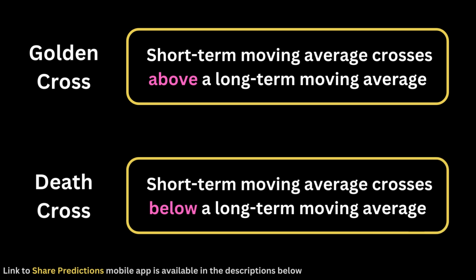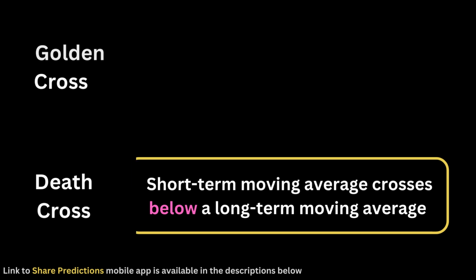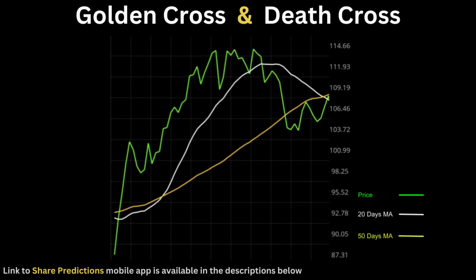Dead cross is the complete opposite of the golden cross and happens when the short-term moving average crosses below the long-term moving average. It is perceived as a bearish signal. Let's go through an example.